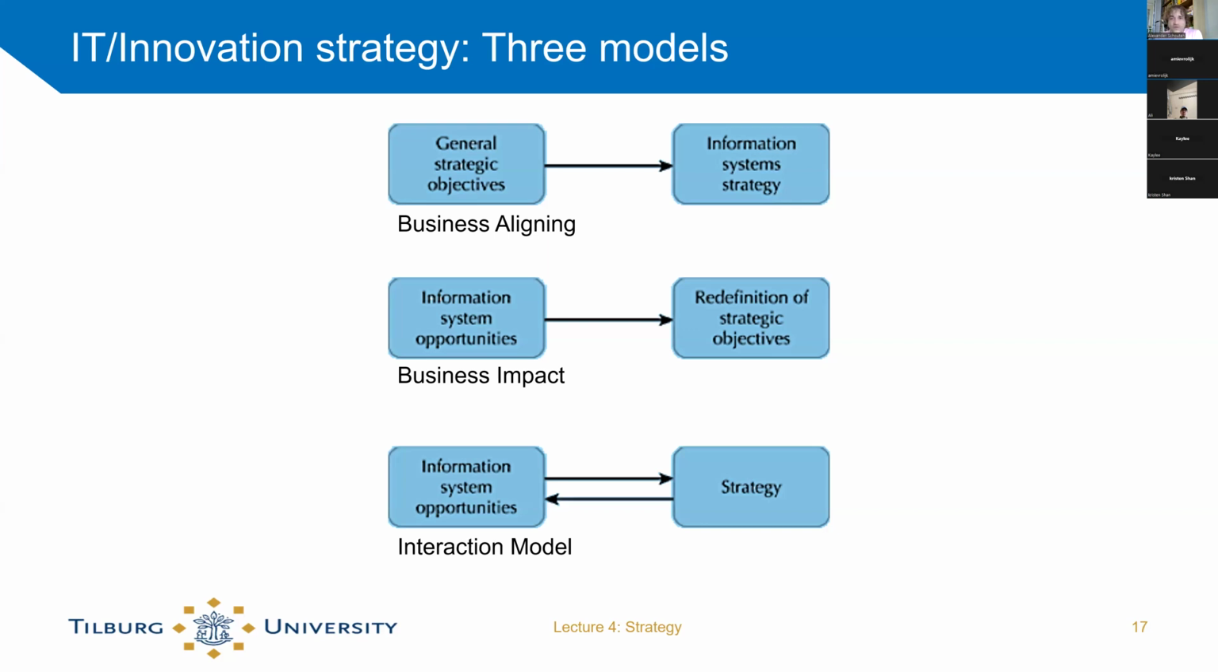And the third one is the interaction model, because oftentimes it's in between. You observe that our competitor has a new information system or a new kind of innovation. Maybe we want to do something with that. But we already thought about that, so it aligns nicely with our strategy. So usually it's somewhere in between. But the extremes of these models are business strategy informs innovation, or innovation informs business, which is impact.